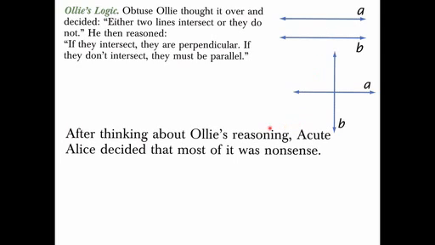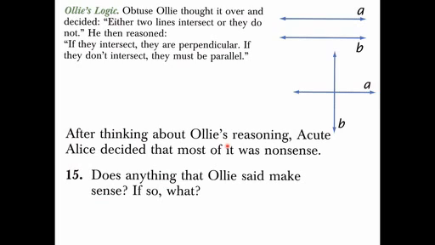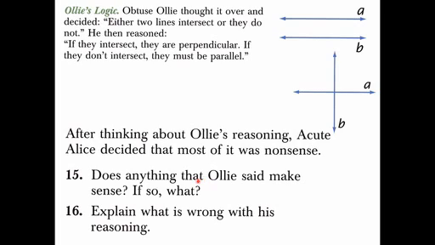Alice is always double checking Ali's reasoning. And she says, once again, Ali, nonsense. Question is, does anything that Ali said make sense? If so, what would that be? Apparently there is at least something wrong. Alice disagreed with him, and number 16 asks you to tell what is wrong with his reasoning.